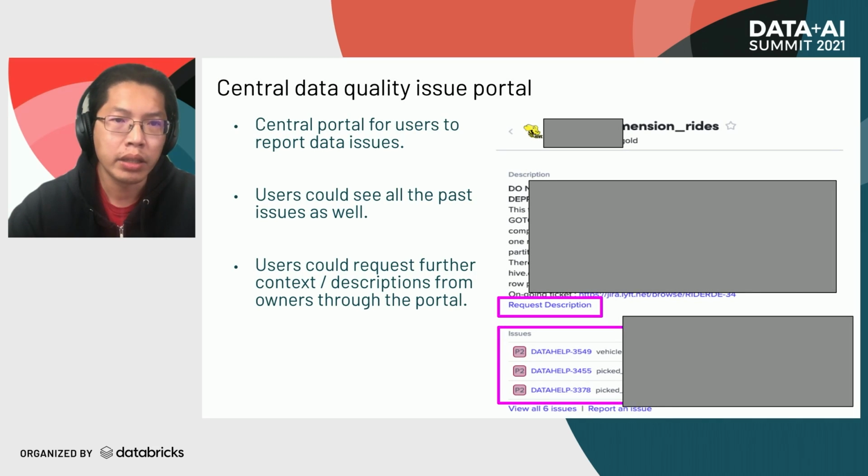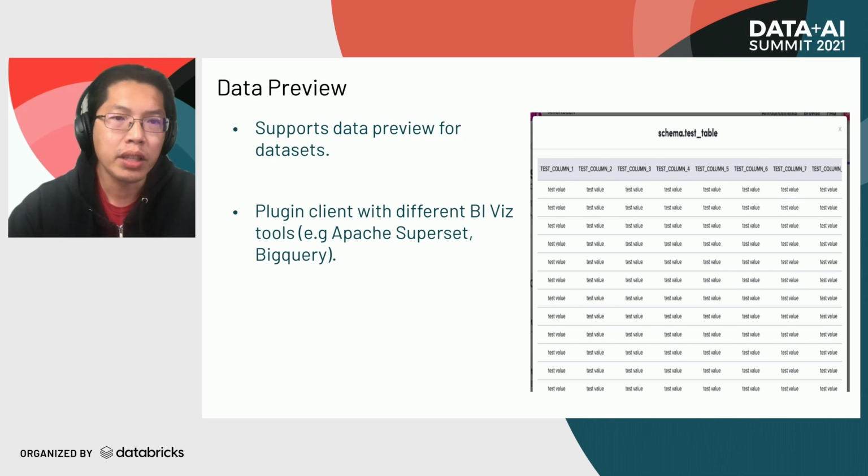Amundsen could also be configured as a central data quality issue portal, allowing users to report any data quality issue related to a given data set by connecting to, say, Jira. Also, you could use it for data preview, where the plugin client supports different BI visualization tools like Superset, BigQuery, or Redash.